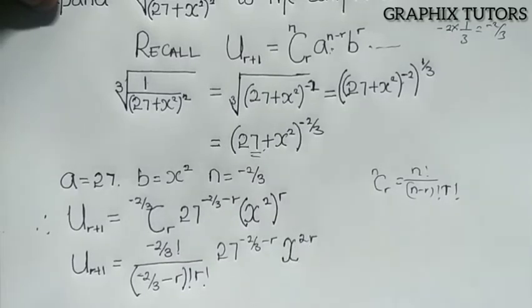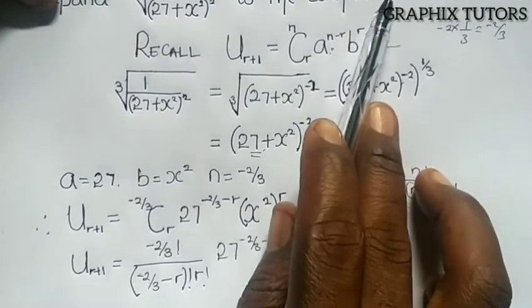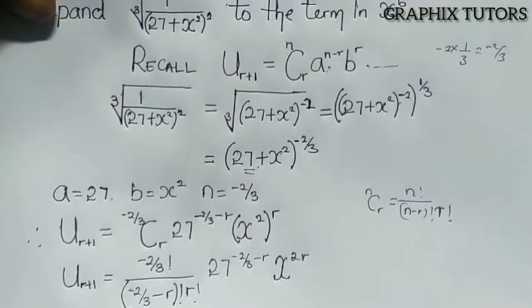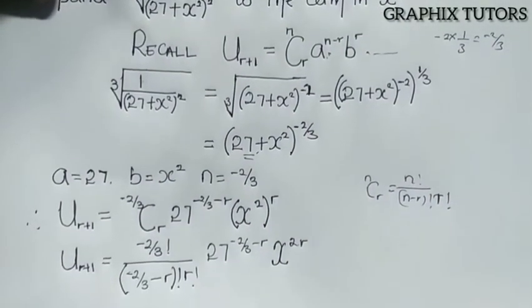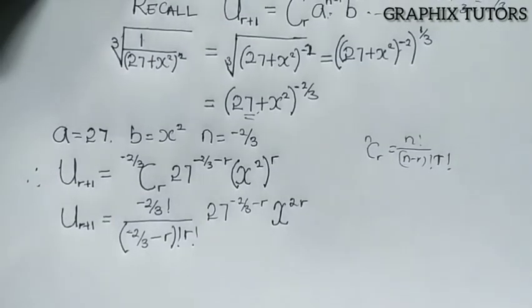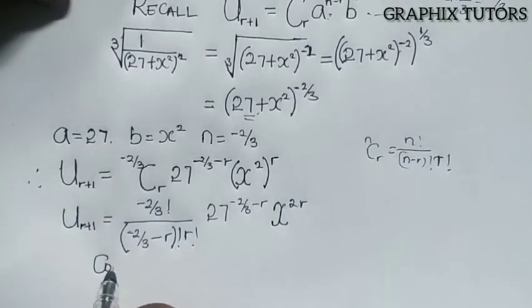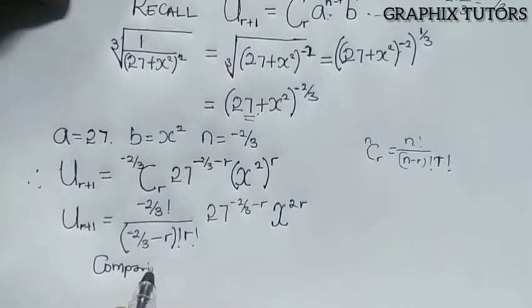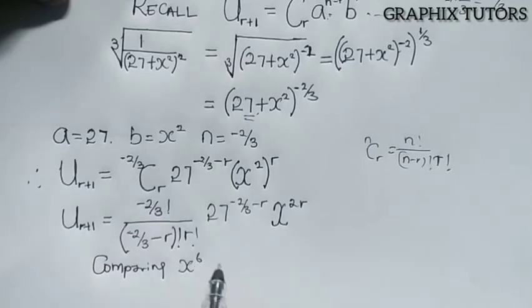Alright? Now if you look all through here, we only have this x here. And the highest power of x is what? 2r. So we are going to compare it with what? x^6 here, which we have here. Our x^6 here, right? So we proceed. So comparing x^6 with x^(2r), or equating both of them. So we say that my x^6 is equal to what?